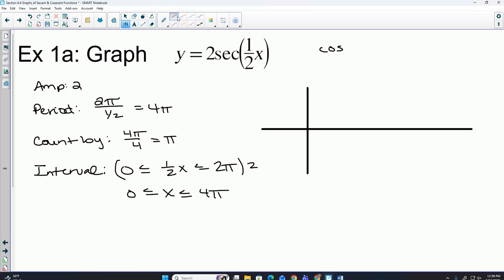Right. So my first point is at 0. I'm counting by pi. So the next one's pi, 2 pi, 3 pi, 4 pi. Equal to is 2.